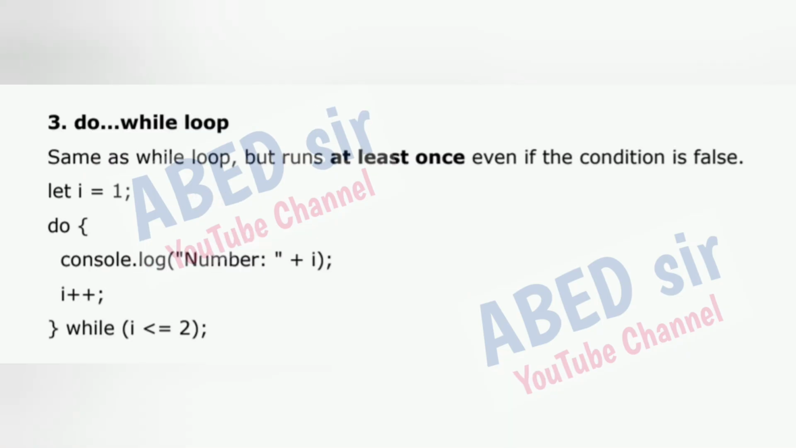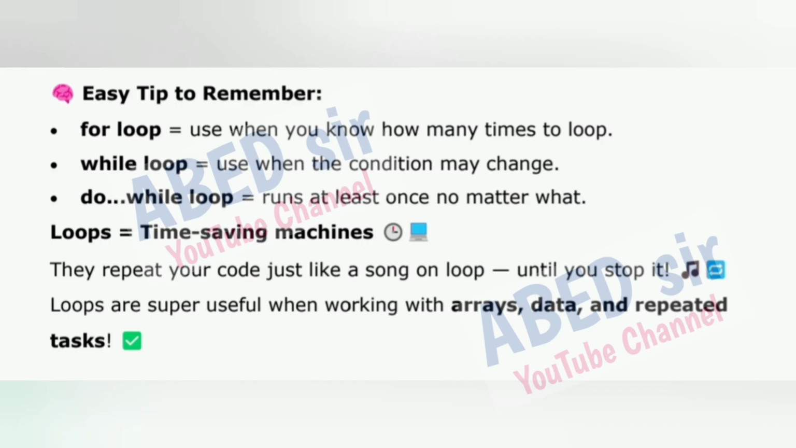3. Do while loop. Same as while loop, but runs at least once even if the condition is false. let i = 1; do { console.log("Number " + i); i++; } while (i <= 2). Easy tip to remember.